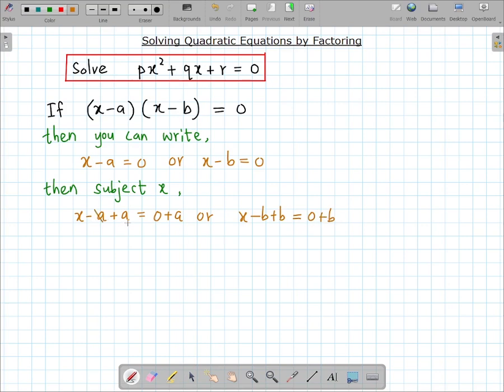Then minus a plus a is gone. x remains, x equals 0 plus a, that is a. Or x minus b plus b, minus b plus b is gone, x equals 0 plus b, that is b. So x equals a or x equals b is the answer.